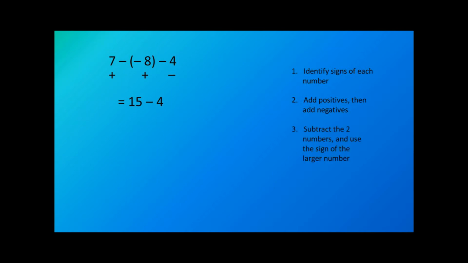Next, we have 7 minus -8 minus 4. Again, identify the signs. 7 is a positive, minus -8 is a positive, and minus 4 is a negative. Add them all up. 7 and 8 are the positive. 7 plus 8 is 15. -4 is the only negative, so it's -4. And so we've got 15 minus 4, and 15 minus 4 is 11. What's the sign? The sign is going to be positive because the 15 is positive, and that's the larger number.